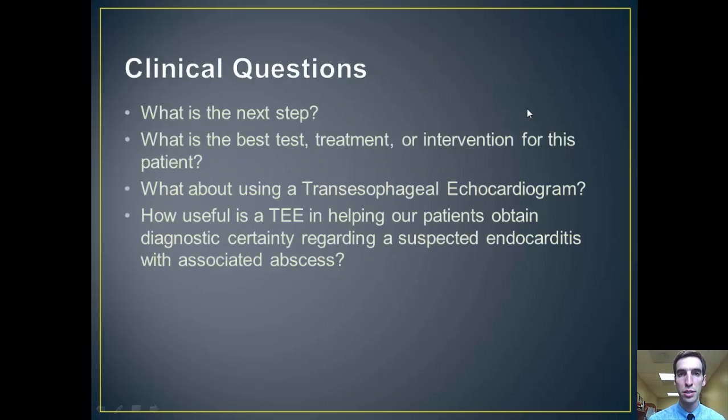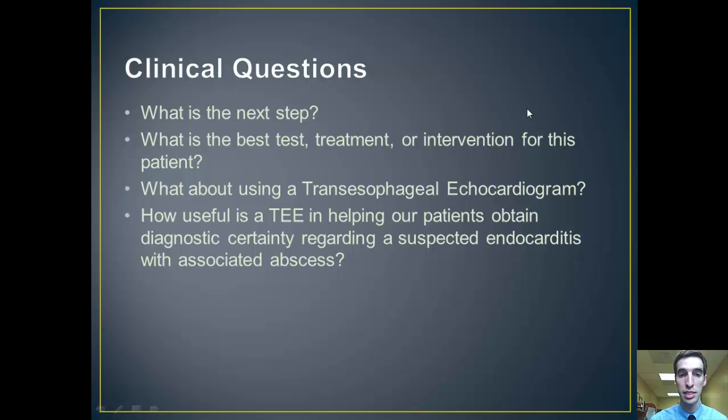Now our group of doctors and student doctors is faced with the clinical question: what is the next step? What is the best test, treatment, or intervention for this patient? What about using a transesophageal echocardiogram, a test where a cardiologist uses a probe with an ultrasound? The probe is put into the mouth and down into the esophagus and takes a look at the heart. It looks at the valves for any lesions or any abscesses.